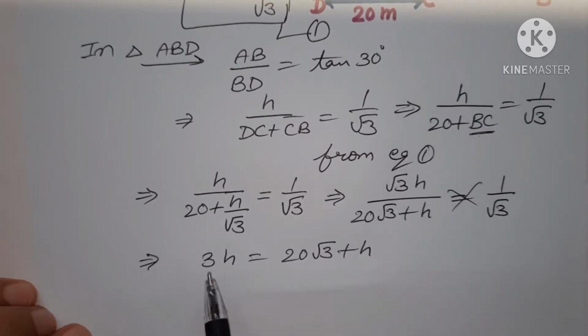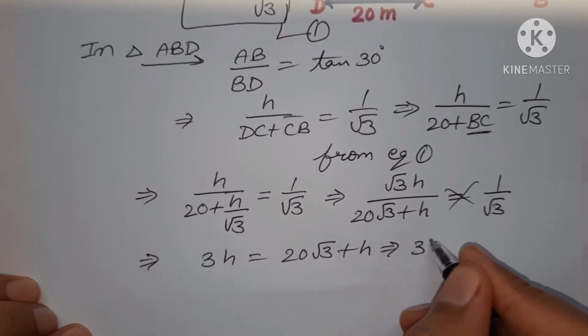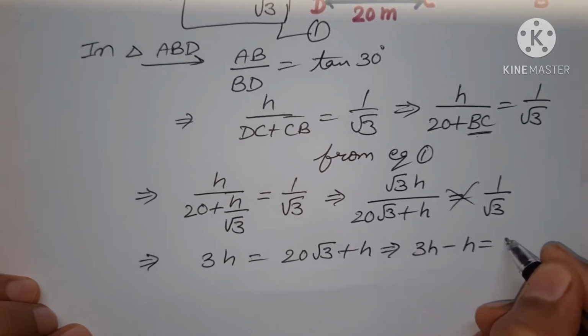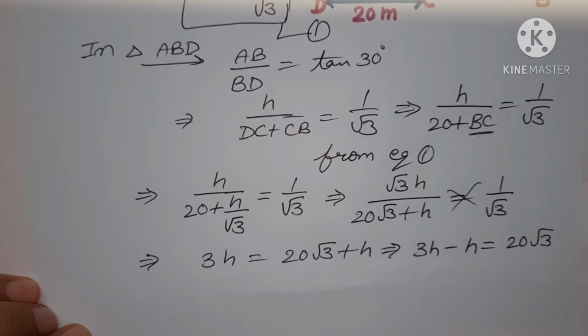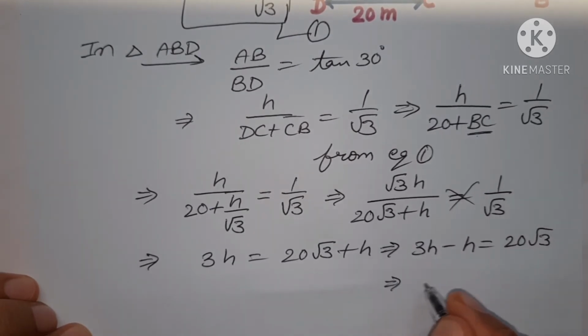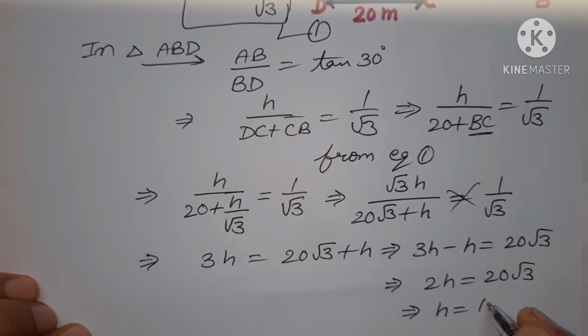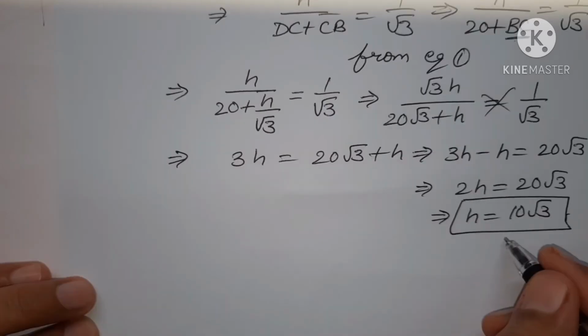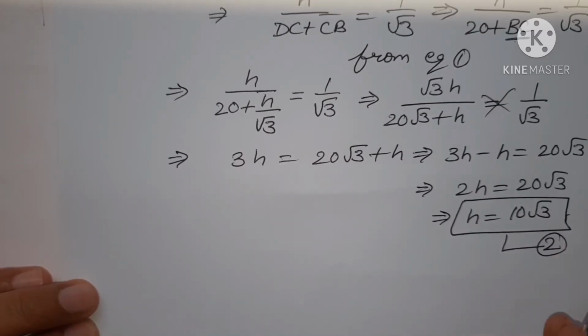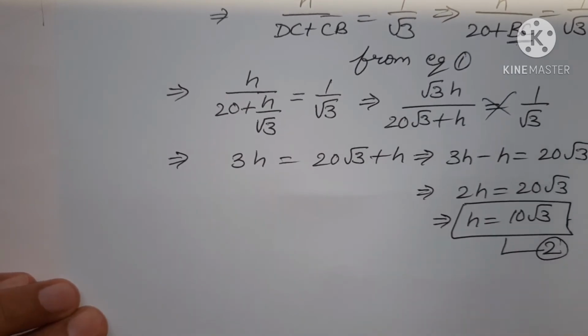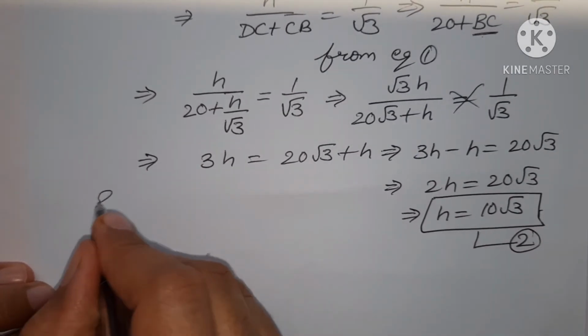So here we want to find out the value of h. This h we will take on the left side. So it will be 3h minus h is equal to 20 root 3. So 2h is equal to 20 root 3 and the value of h is 10 root 3. This is the value of h, and this is equation number 2. We will put this value in equation number 1.